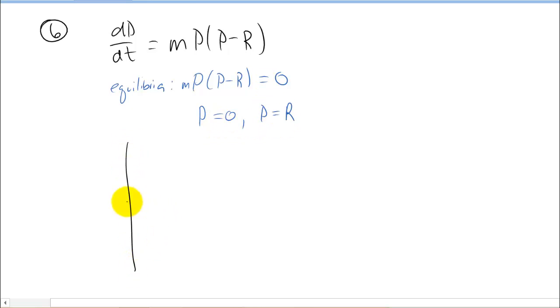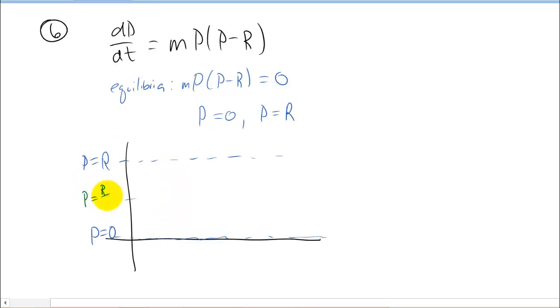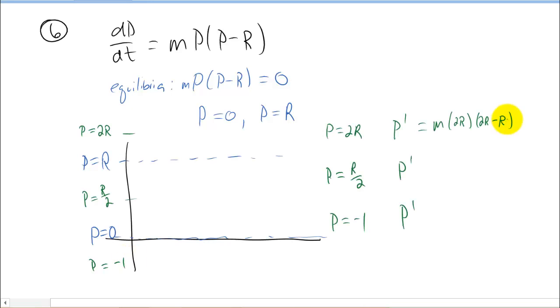Let's draw a phase portrait. Alright, I drew in our 2 equilibrium values. Now we need to test some points in between our equilibrium values to see if our slopes are all going to be positive or if they're all going to be negative. A number that's definitely in between 0 and R would be R over 2. A number that's definitely bigger than R is 2R. And a number that's less than 0, I'll just go with p is -1.